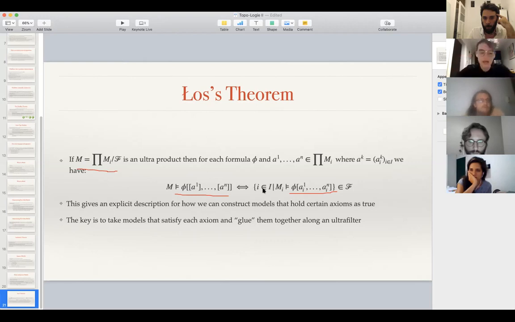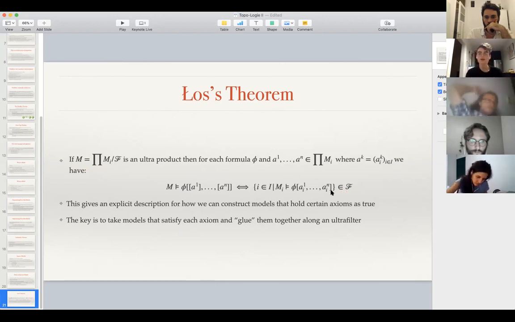No, sort of. It's saying that these indices, the indices of the models that force the proposition, should be in the ultrafilter. So it's about them being in the ultrafilter. Okay. So the crucial part is here. As long as the set of submodels of this product that satisfy whatever axiom or proposition you're concerned about is in the ultrafilter, then it applies for the bigger model. So this is this whole gluing.